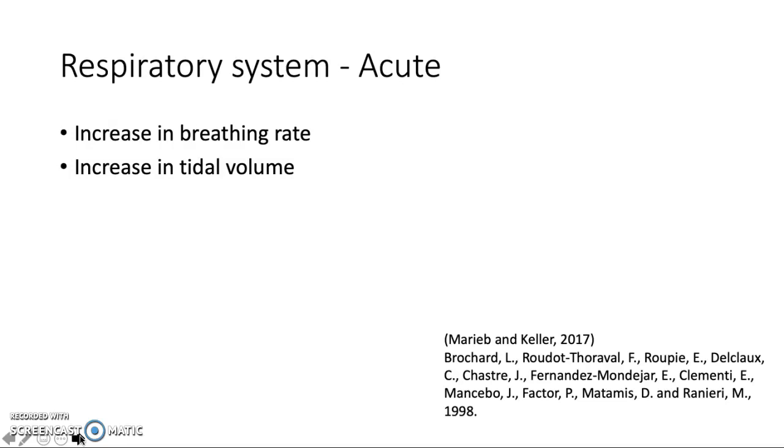Functional residual capacity is the amount of air in the lungs after the normal expiration, which is breathing out. This is the balance of the tendency of the lungs to recoil inwards and the walls of the chest to pull outwards. Total lung capacity is the air which is in the lungs by the end of the maximal inspiration.